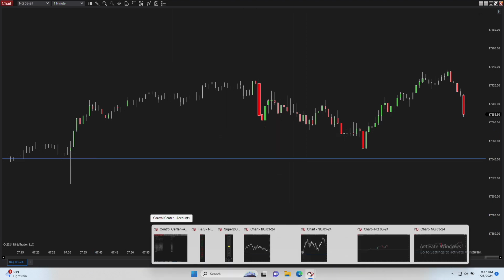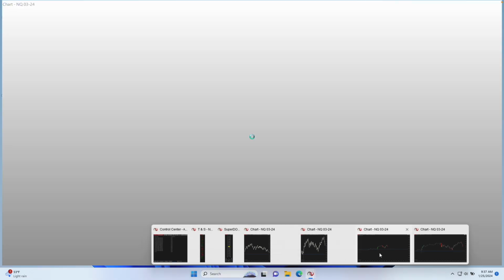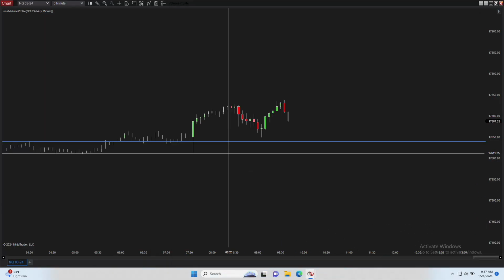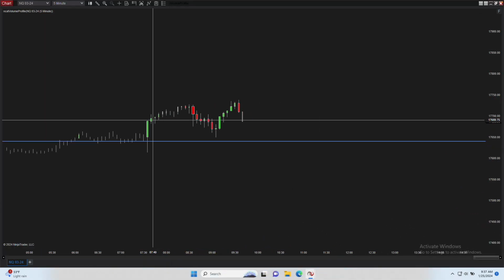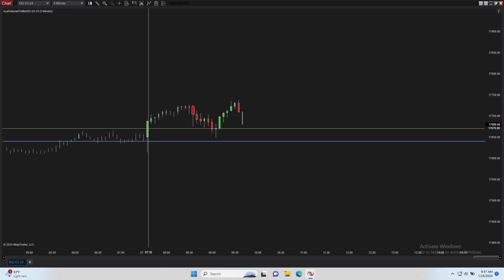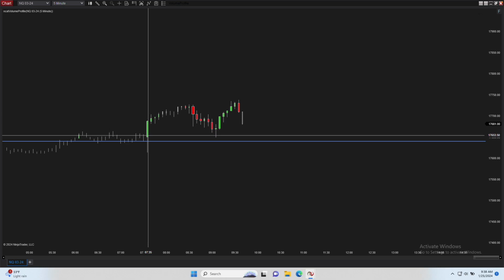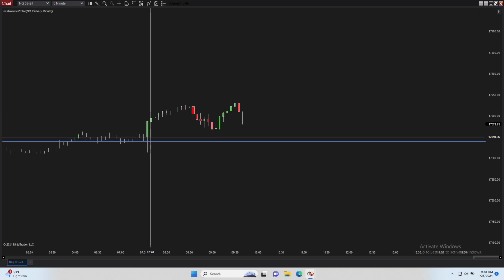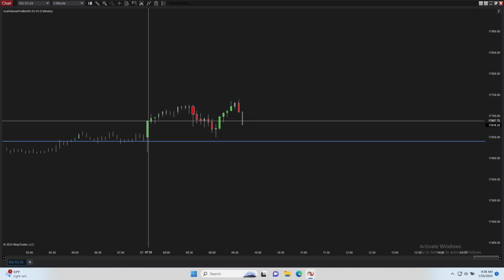So let's move to a 5-minute. Exact same trade. We kind of talked through this. But look where the entry is. I think the 1 minute was right around here, and this 5-minute is here.